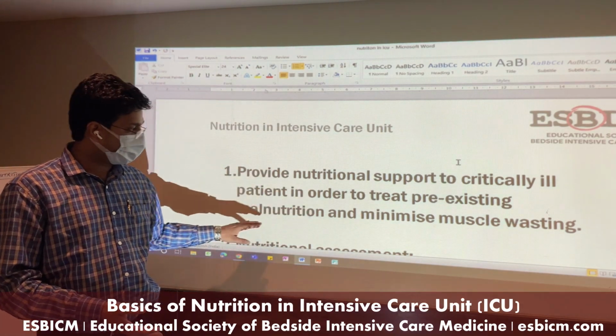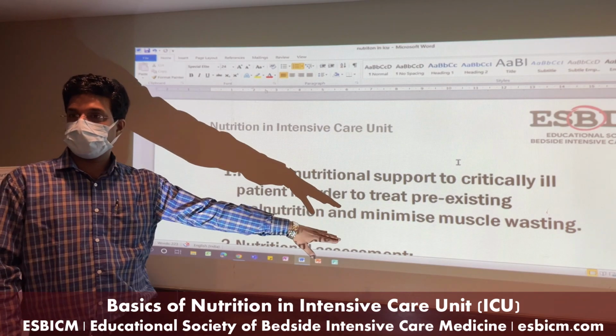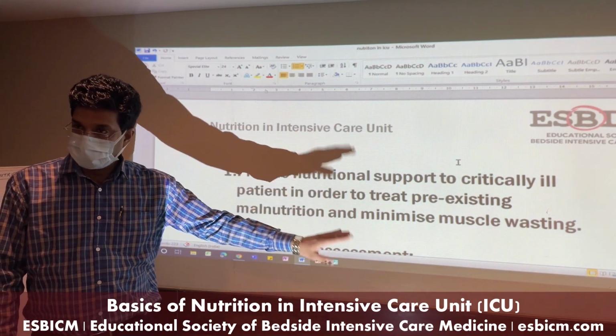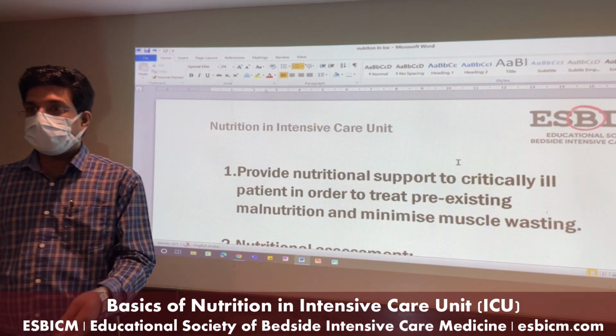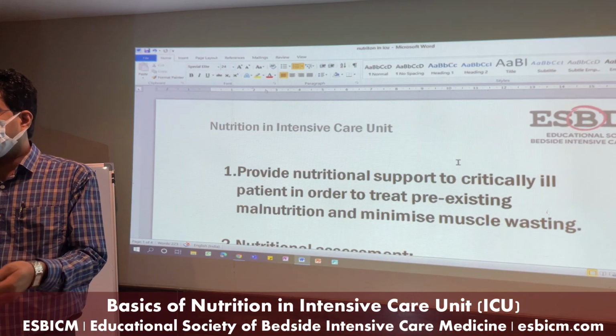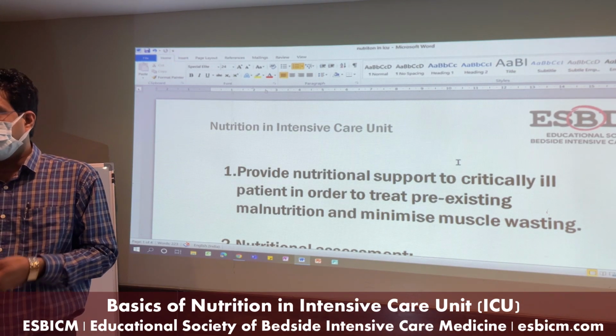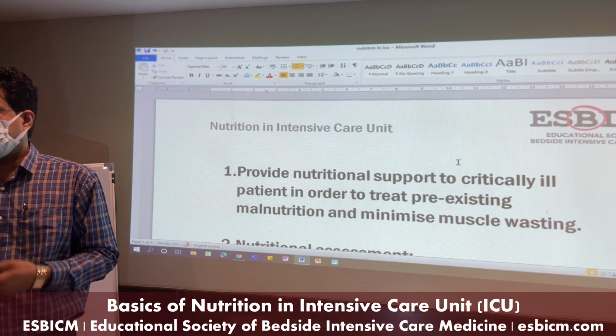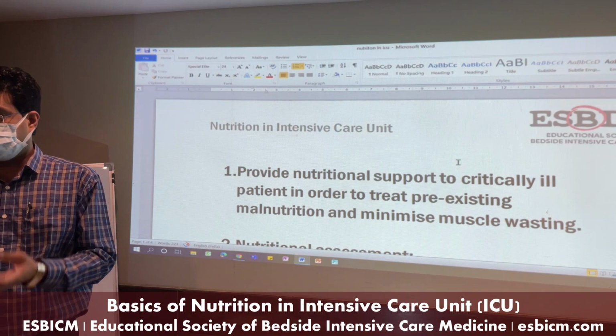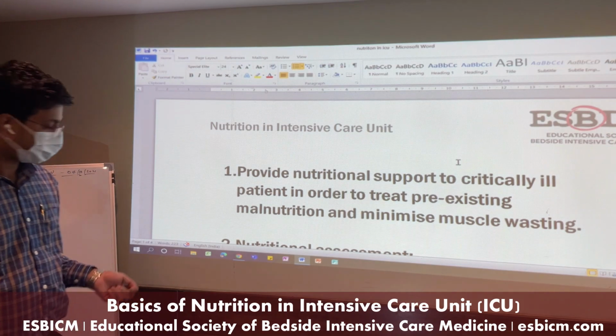What we want is to correct the previous malnutrition, prevent muscle wasting, and provide the nutrition which is required to treat the patient in terms of the critical illness, to fight the disease, and to increase the immune response towards infections.